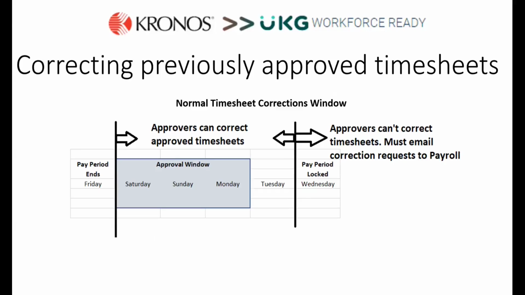You can correct a timesheet you've previously approved prior to when the pay period has been locked for editing, which occurs on the Wednesday following the end of a pay period, unless noted otherwise by the Kronos area, such as before holiday breaks. After a pay period has been locked for editing, approvers can't correct timesheets. They must email correction requests to payroll.